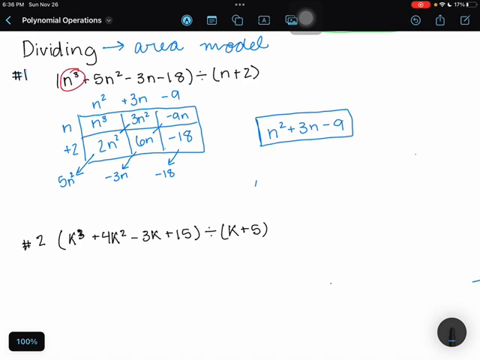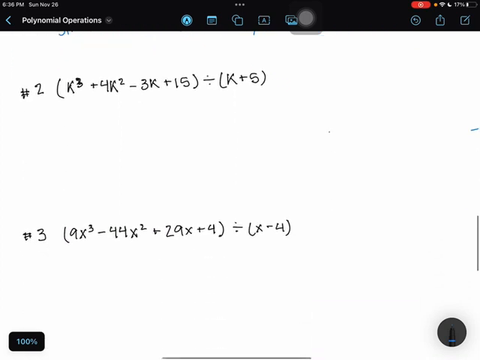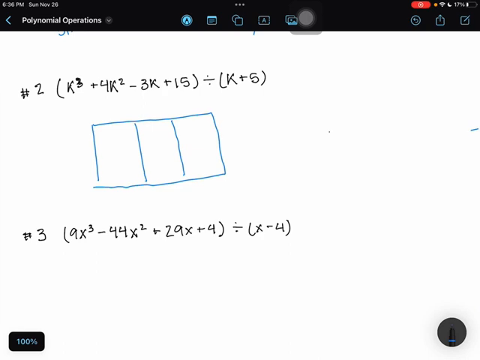Perfect. And I know that can feel a little funky, so we are going to try it again on number 2. So again, in number 2, I'm going to set up my box. I know that I'm going to have a k plus 5 on the outside, but I'm going to need to do some investigative work to find out what's on the inside. So my first term goes in the first box, so k to the third.